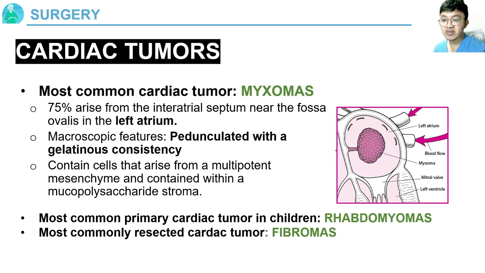So in children, the most common primary cardiac tumors are tumors of the muscle, your rhabdomyomas. The most commonly resected cardiac tumors are your fibromas, on the other hand. Again, in children, the most common are rhabdomyomas. If resected, the most common are your fibromas.